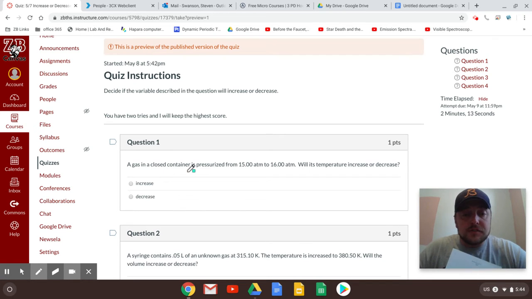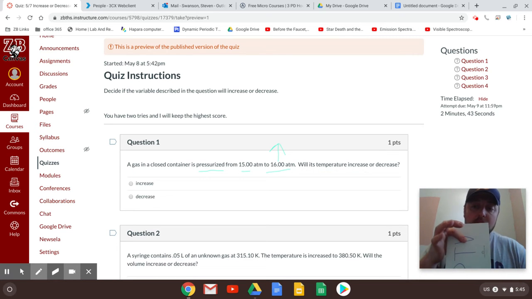A gas in a closed container is pressurized from 15 atm to 16 atm. So we have the word pressure, and it goes from 15 to 16. To me, that seems like an increase. All right. Will its temperature increase or decrease? So we're comparing pressure and temperature. So you would want to put your finger on V, all right, for volume, because we're going to say that volume is your constant.